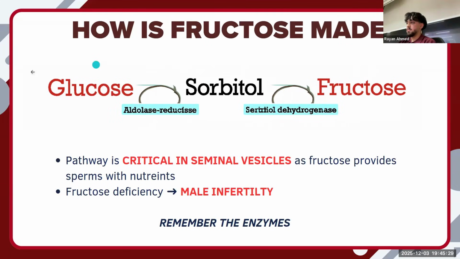This pathway, the fructose being made, is very critical in seminal vesicles, as fructose provides sperms with nutrients. This is very, very important. I'm pretty sure they're going to get you guys a question about this, so this slide is it. Fructose basically provides sperms with nutrients. And if you don't have fructose being made, fructose deficiency, male infertility. Remember the enzymes, aldolase reductase and sorbitol dehydrogenase. If we don't have fructose being made, male infertility, because sperms are not getting nutrients and they cannot move. That's about it. Enzymes and sorbitol is the new name that you guys must know.